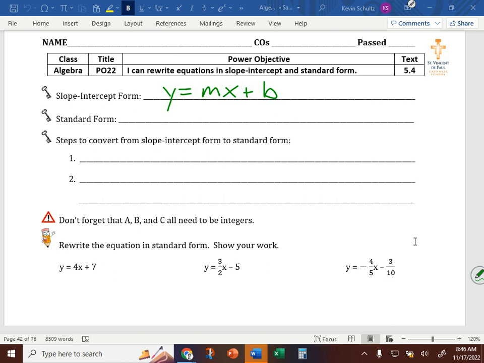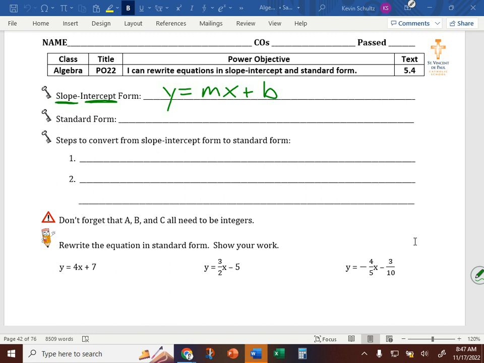We like slope-intercept form. We're going to like it very much in PO23 because I believe that's when we start graphing. But what slope-intercept form tells us is it gives us the slope, that's that m, right? And it gives us the y-intercept of the line as well, that's the b. So we like slope-intercept form for that reason. It gives us two pieces of information about the line.